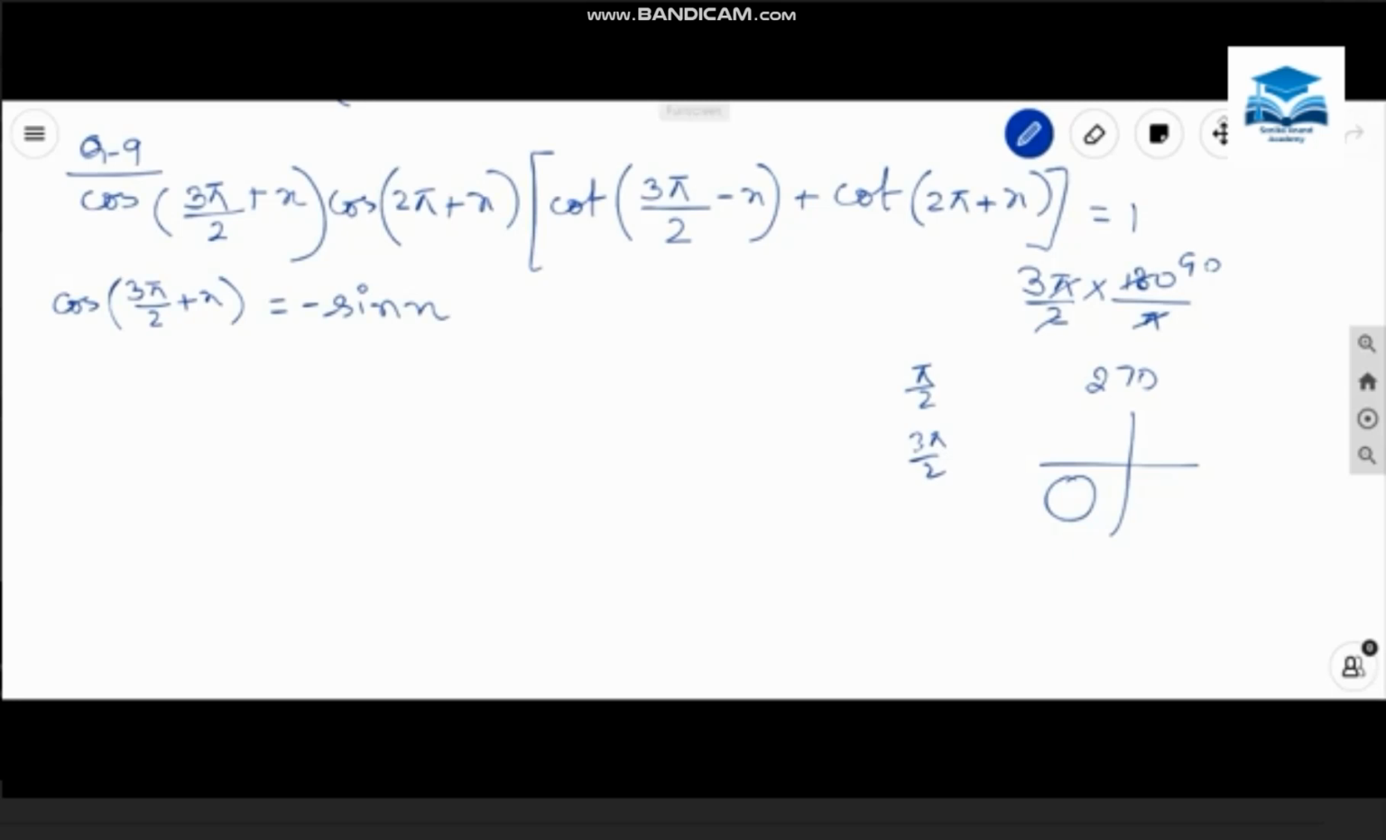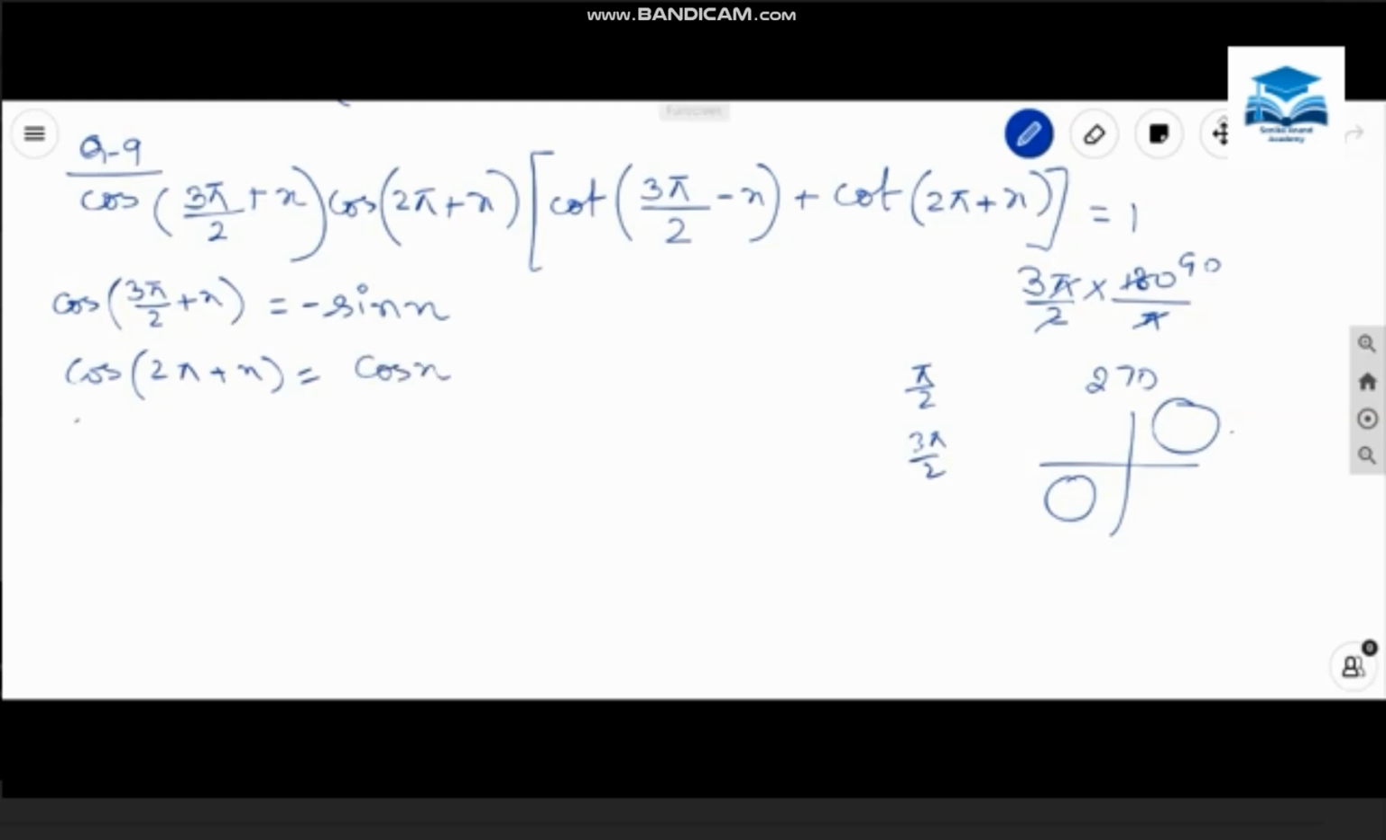Clear? Similarly, cos of 2 pi plus x. What is 2 pi? 2 pi is 360 degree, 2 into 180. So, it comes back to the first quadrant. 360 plus theta, more than 360. So here all these are positive. So it becomes cos x only.